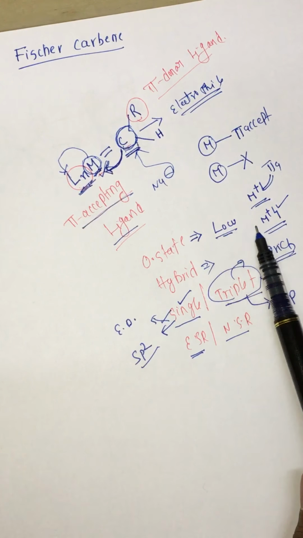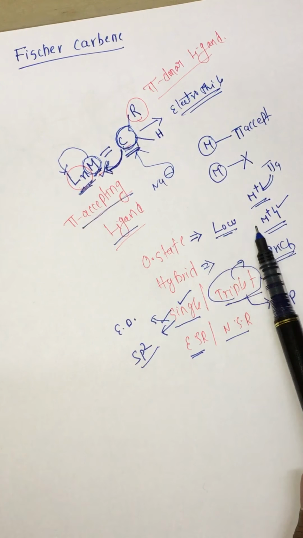And this is the MO diagram for Fischer carbene. Here we can see the pz orbital of carbon, and the electron density is transferring from the pz orbital of carbon to an empty orbital of the metal. Because of this region, it is electrophilic in nature. Now we have the bond order.